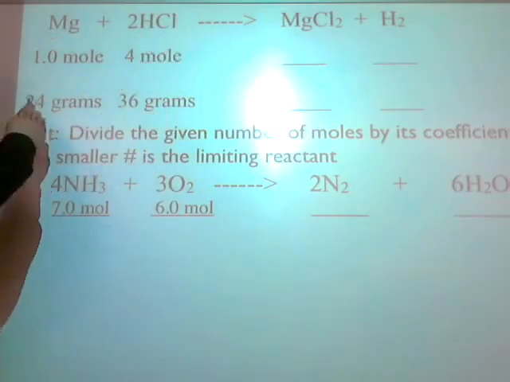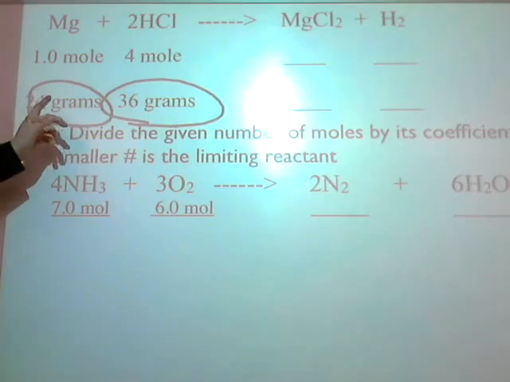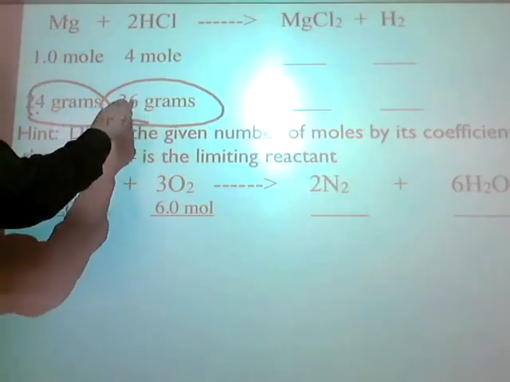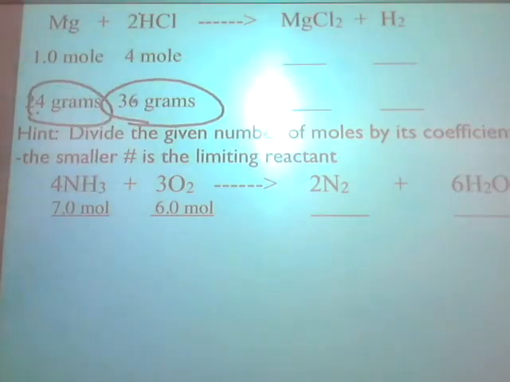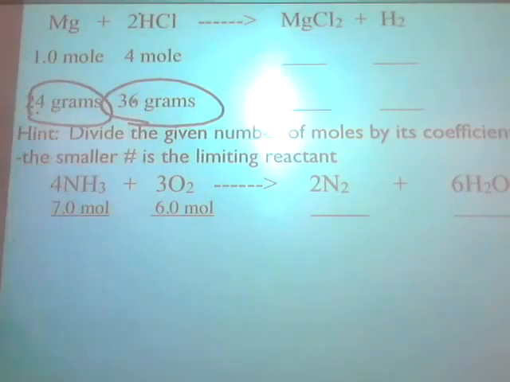What would I have to do in the case of these 2? Again, I don't have time to do all these, but you could try these on your own if you want to practice. In these, can I just divide 24 by 1 and 36 by 2? No, I have to convert them to moles first and then decide who's the limiting reactant. Once you know that, then you can divide by your coefficients. Once you know in moles, divide by your coefficients and use only that one. Use only that one. Okay?